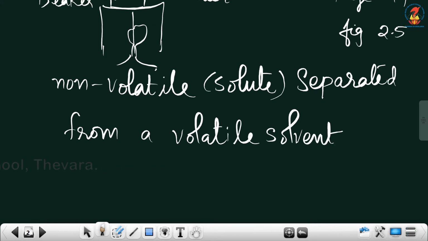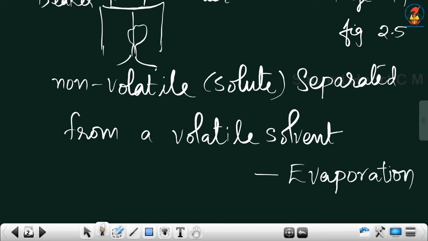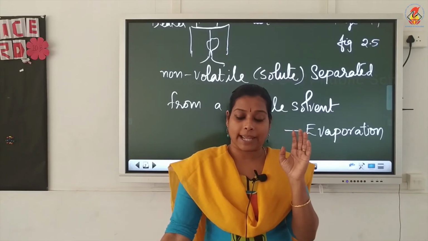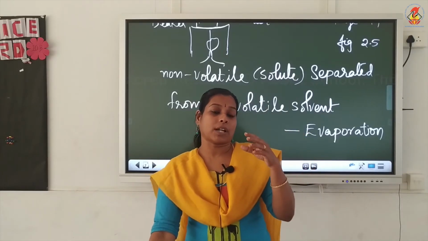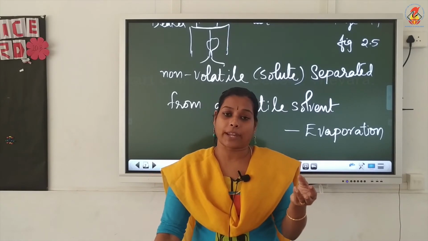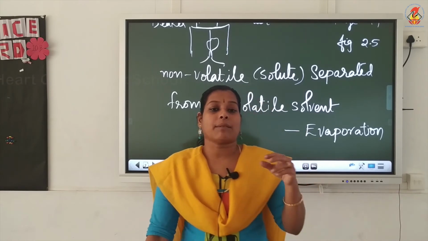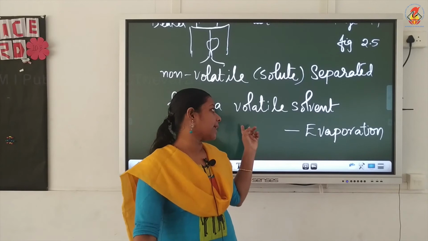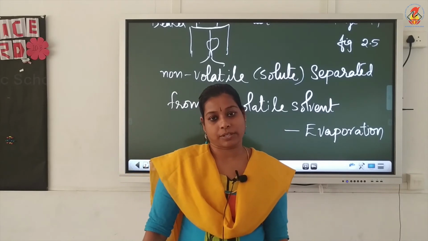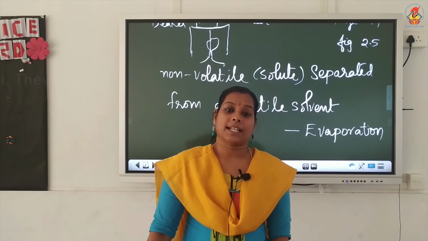A non-volatile solute can be separated from a volatile solvent by the method of evaporation. So, evaporation is a method to separate a non-volatile solid component from a volatile liquid component. Volatile means like water also. Water does not have a low boiling point, but it can easily vaporize. By absorbing heat energy, it can be easily vaporized. So, we can say that this is the technique of evaporation. I think this is clear.